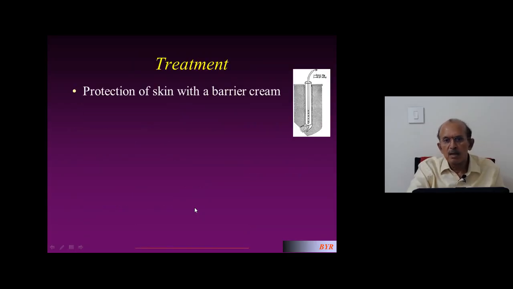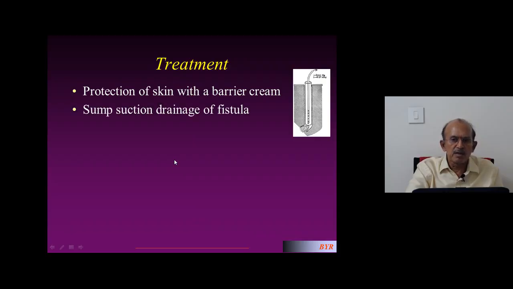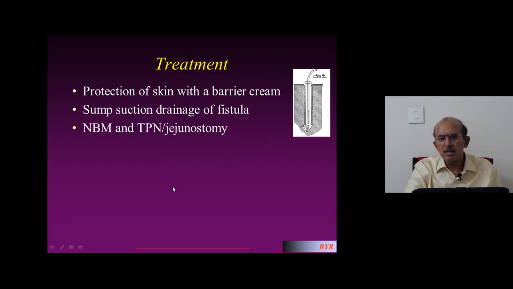Treatment: protection of the skin with a barrier cream. This treatment is just like pancreatic fistula, which we studied a few days before. Then sub-suction drainage of the fistula. I already explained what is meant by sub-suction when we talked about pancreatic diseases. Then nothing by mouth, and total parenteral nutrition or jejunostomy feeding till the fistula heals.